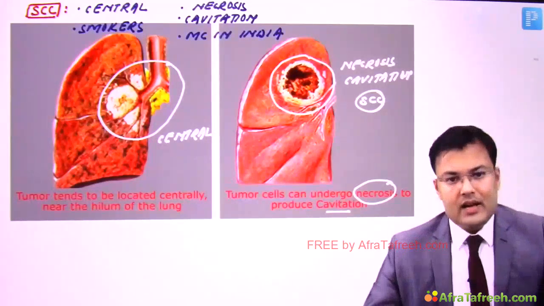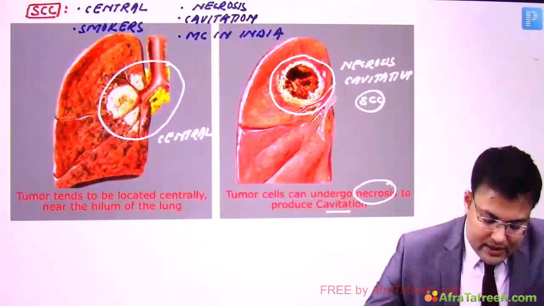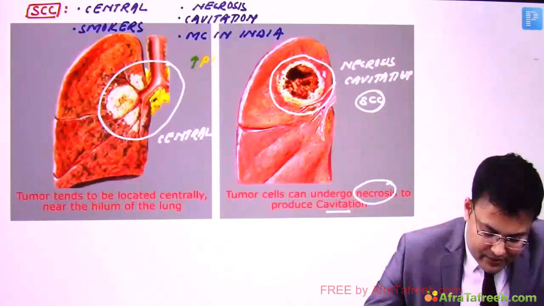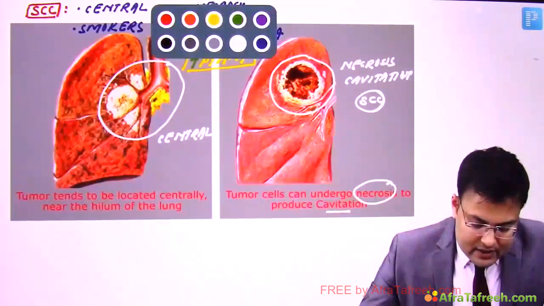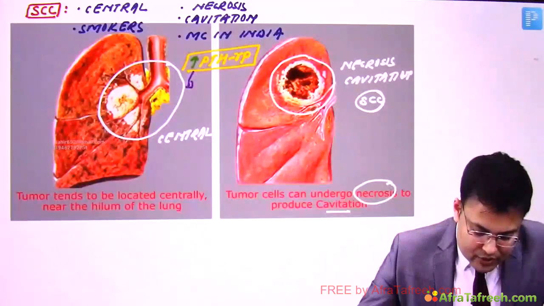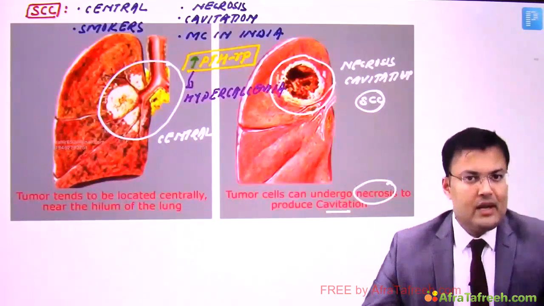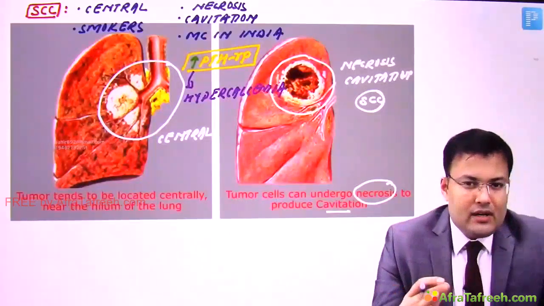Clear? Now we discussed that in squamous cell carcinoma there is increased secretion of what? PTHrP, parathyroid hormone related peptide, and because of this squamous cell carcinoma is associated with what? Hypercalcemia. So these malignancies are associated with hypercalcemia. Okay. Now two to three important points. We discussed that this is central, but what?